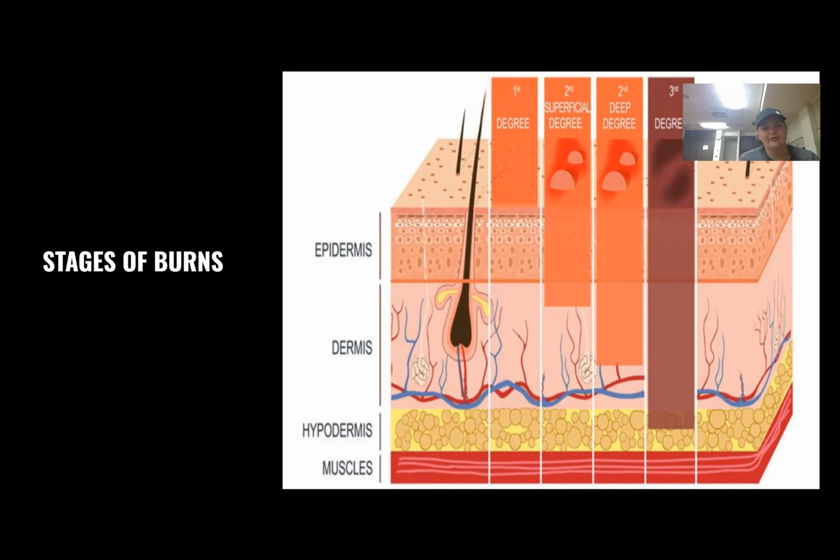burns. So the very first degree is only the top layer of the epidermis that is affected. The second degree burn affects the top layer and then the very top layer of the dermis. The third layer affects the epidermis, the dermis, and the very low part of the dermis. And then for the third degree burns, the entire layers of the skin are affected when it comes to burn victims.